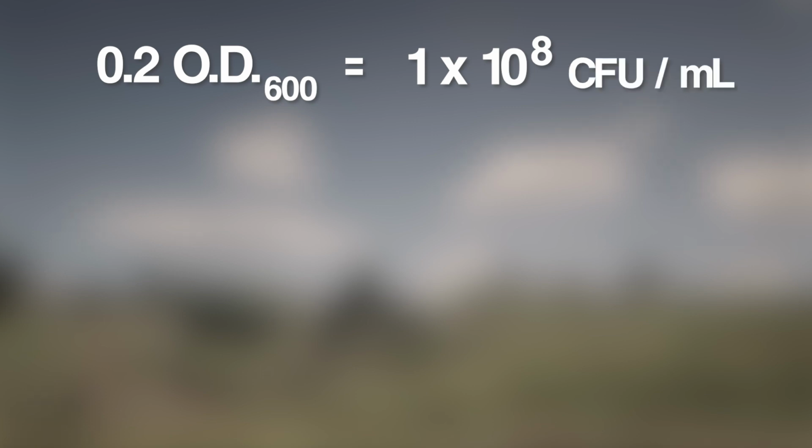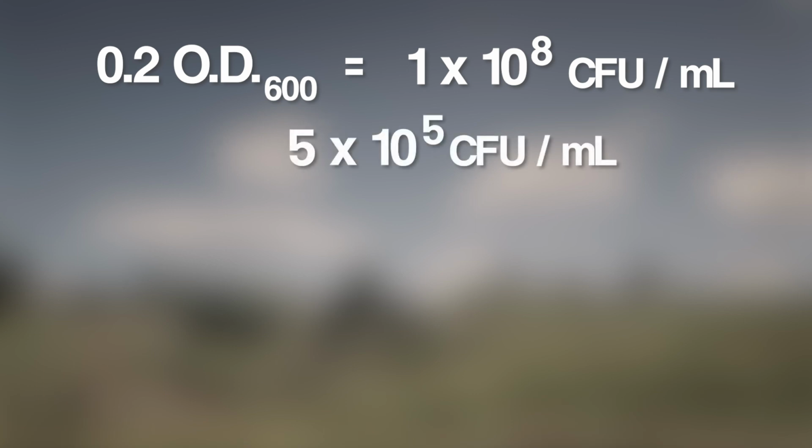We have previously made a standard curve for this organism, and 0.2 OD will give us roughly 1 × 10^8 colony-forming units per ml. The standard inoculum size for this assay is 5 × 10^5 CFU per ml. We will be adding 10 microlitres of our culture to the 90 microlitres of media we prepared in our plate, so we will need to dilute our culture to 5 × 10^6.